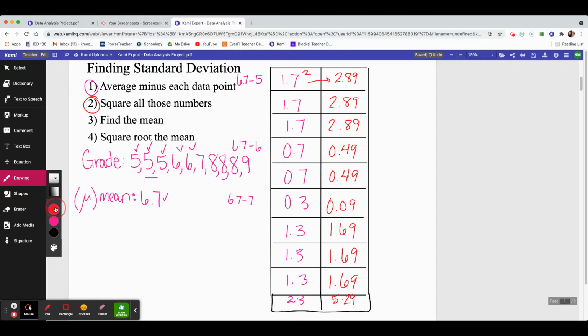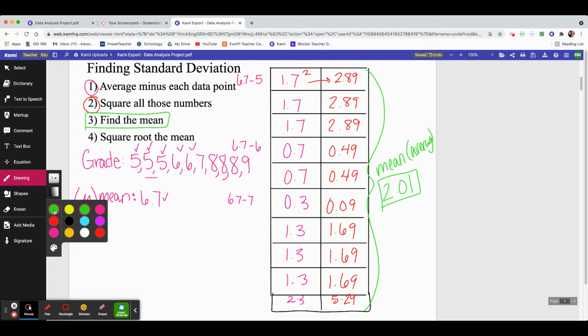Okay, and then what I would do, my third step, is you need to find the average of those numbers that you just found. So I'm going to take all of these numbers, and I need to find the mean or the average of them. Okay, so we're going to add them all up, 2.89 plus 2.89 plus 2.89, whatever, and we're going to divide it by 10 in my case. Your case would be 20 because you will have 20 examples. Mine is just a smaller example, so I would add them all up, divide by 10, and I would get 2.01.